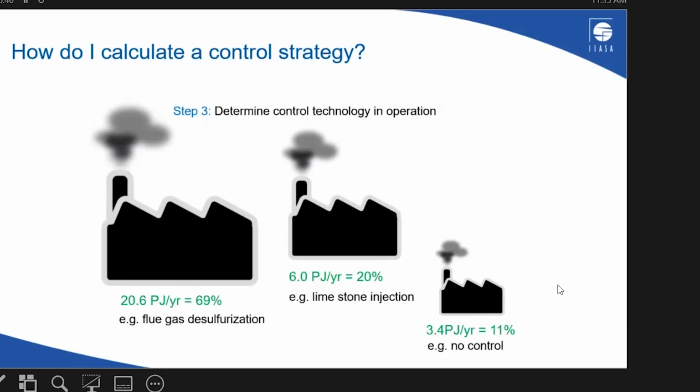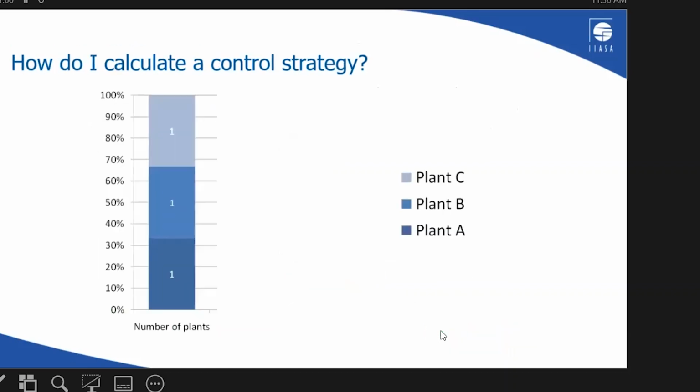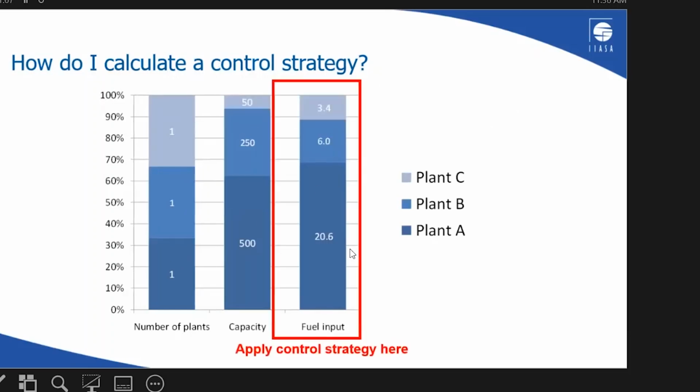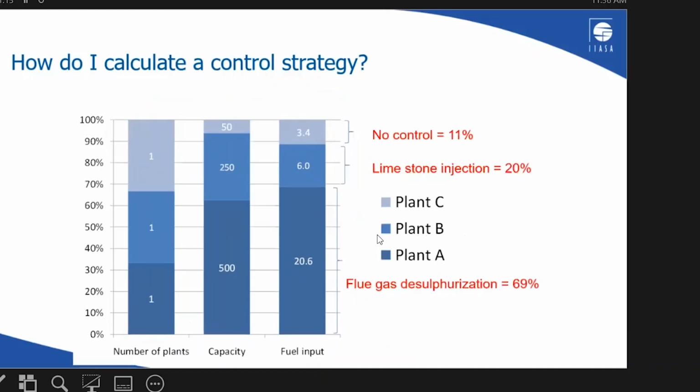Now you have to determine the control technology in operation. For example, the first power plant is using FGD. The second power plant is using limestone injection for SO2 control. And in the third power plant, there is no control. So now your control strategy is there. You have these 3 power plants with different capacity and different fuel input, and then you have to apply the control strategy to the fuel input. So no control is 11%, limestone injection is 20%, and FGD is 69%. That will be the control strategy for that region. And the sum of all 3 will be 100%. It cannot be more than 100%.